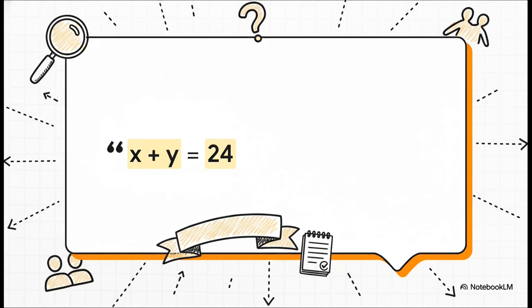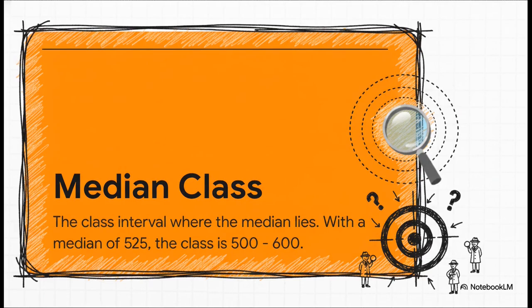Let's call this evidence number 1. We found a direct relationship between our two suspects. We're getting closer. Now, let's use our second big clue. The median is 525. The median class is simply the class interval where the median value falls. Since 525 is between 500 and 600, our median class is 500 to 600.